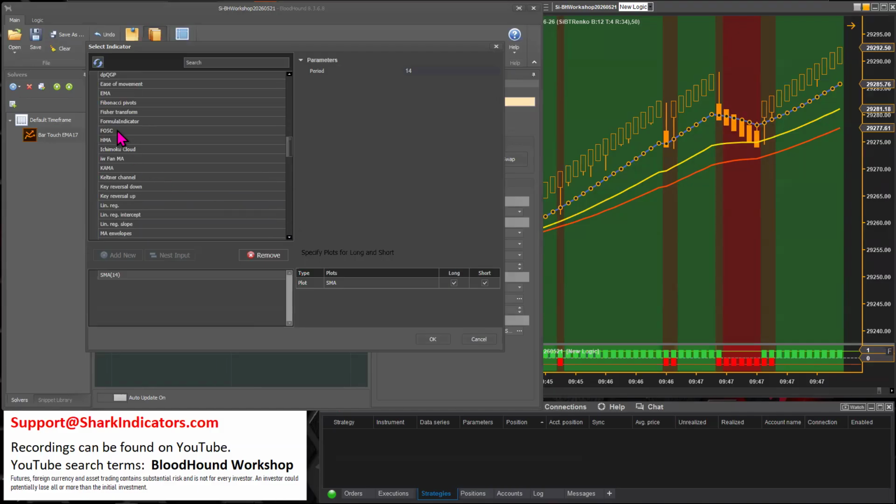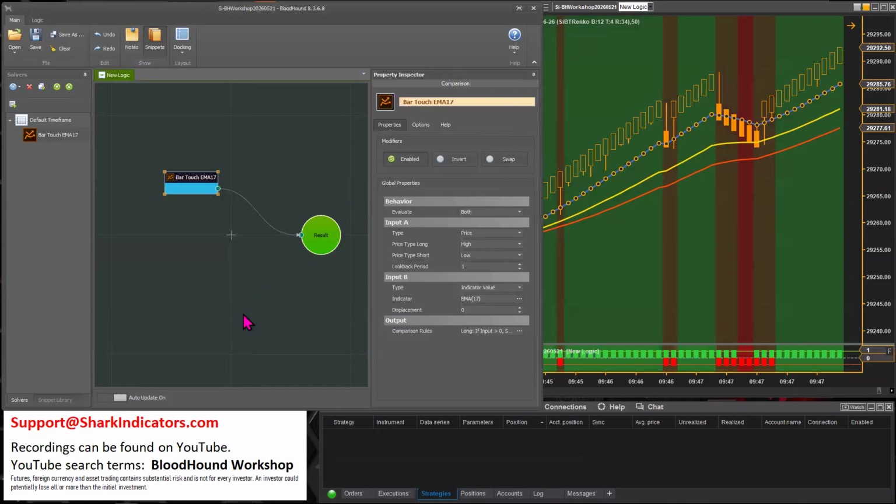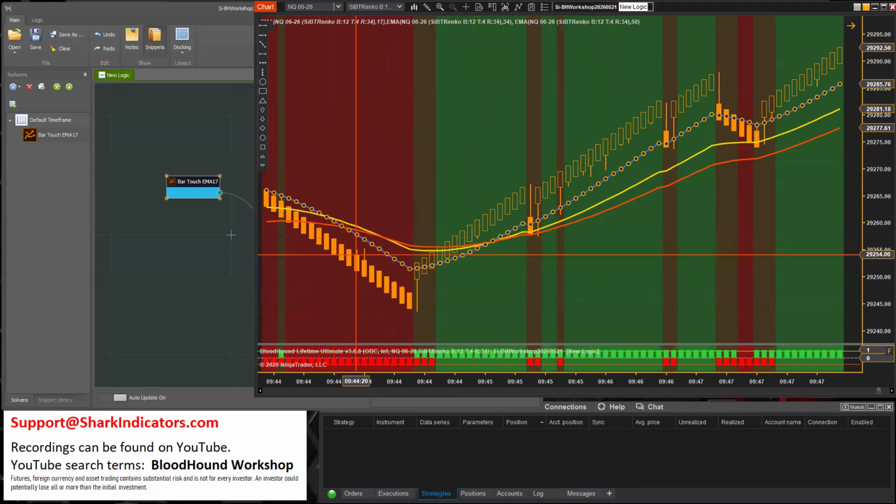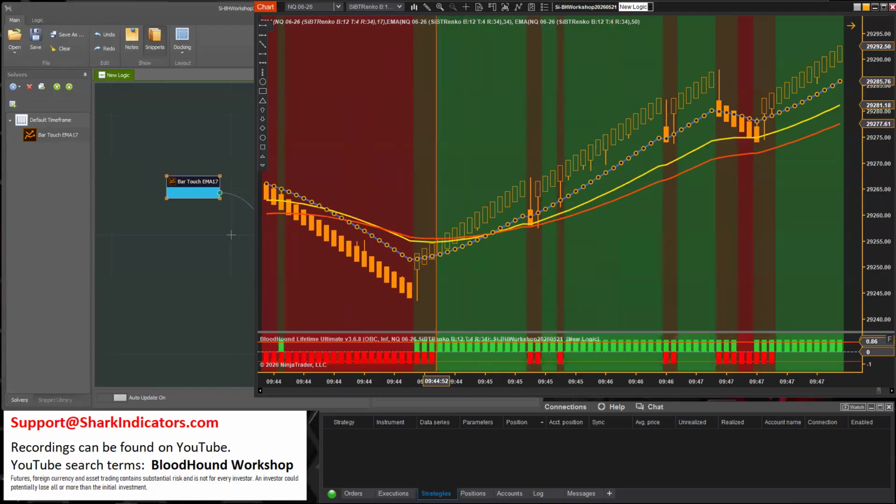So let's go find the EMA. There we go. All right, 17 period. Call it good. There. So we can see here that the high price of the bar is above our EMA 17, so we're getting all these long outputs. If the high price is below, there's no long output here. And the way we know if the bar is touching is we get a long and a short at the same time, because the high is above and the low is below all at the same time.